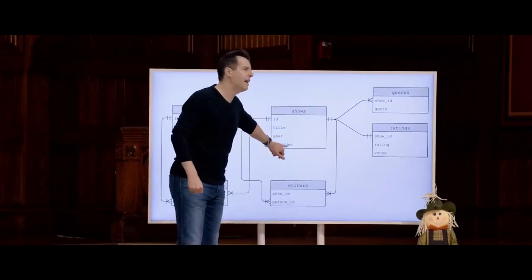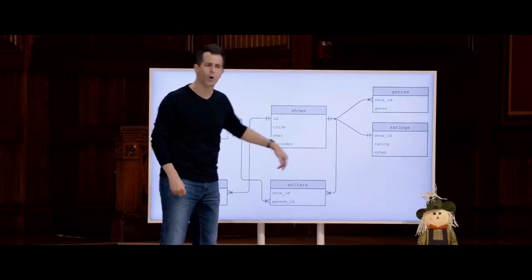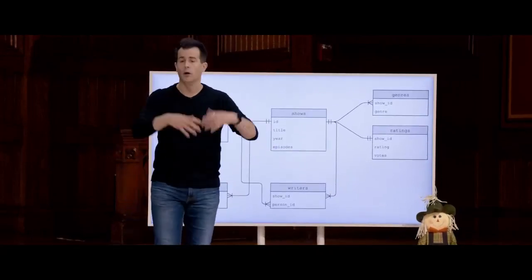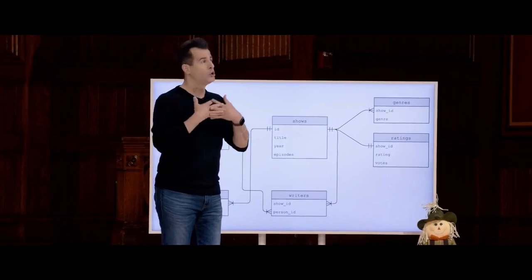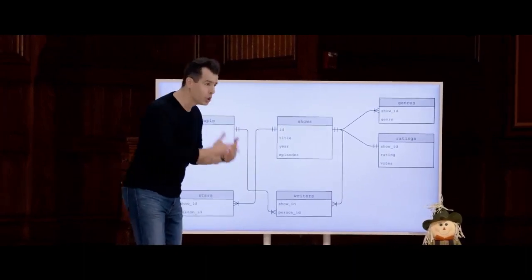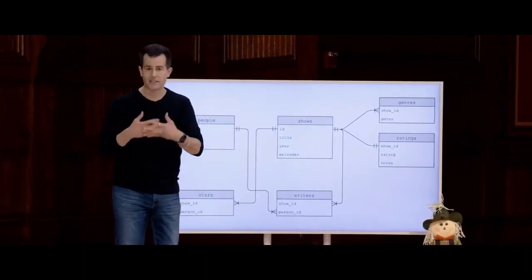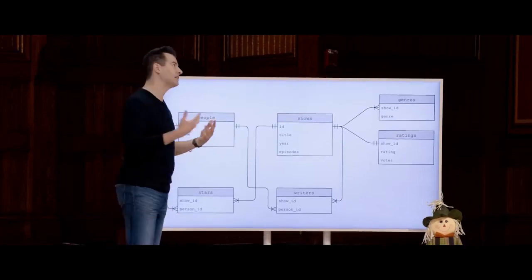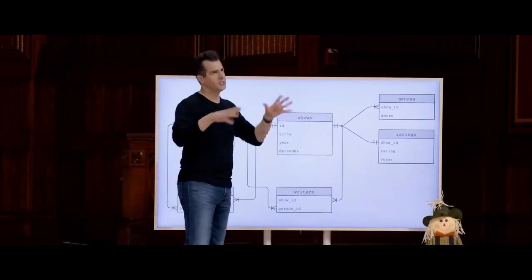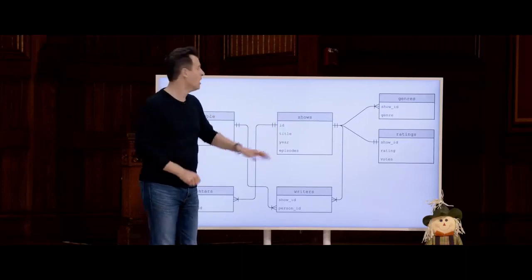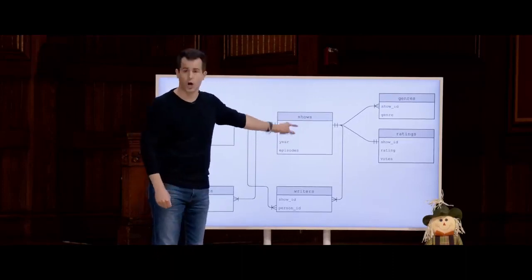So if you instead were to design this with just a single column called genre, you're imposing what a computer scientist would call a one-to-one relationship. Every show has one genre. And that's not necessarily a good thing. Or strictly speaking, it would be a many-to-one, because the same genre could belong to multiple shows. But each show could only have one genre in that case.